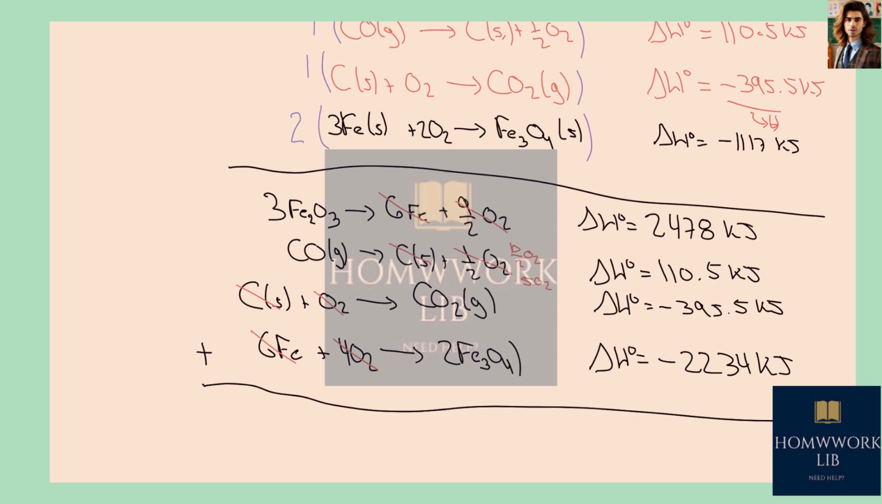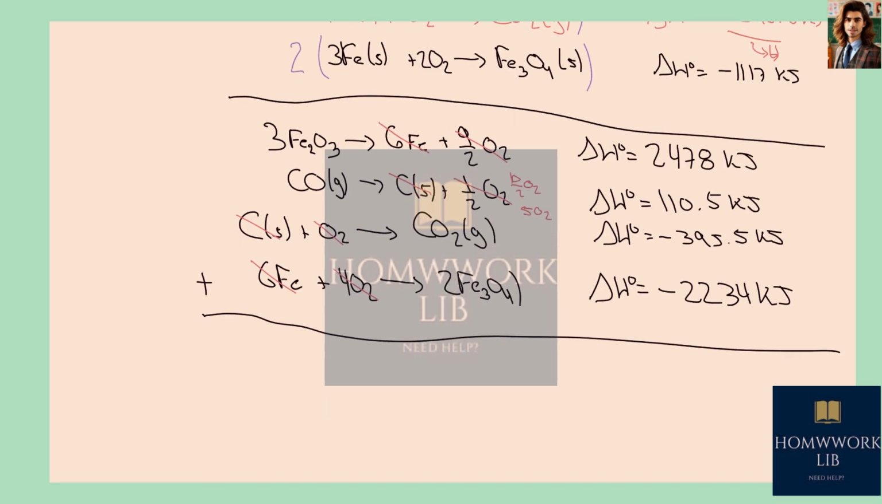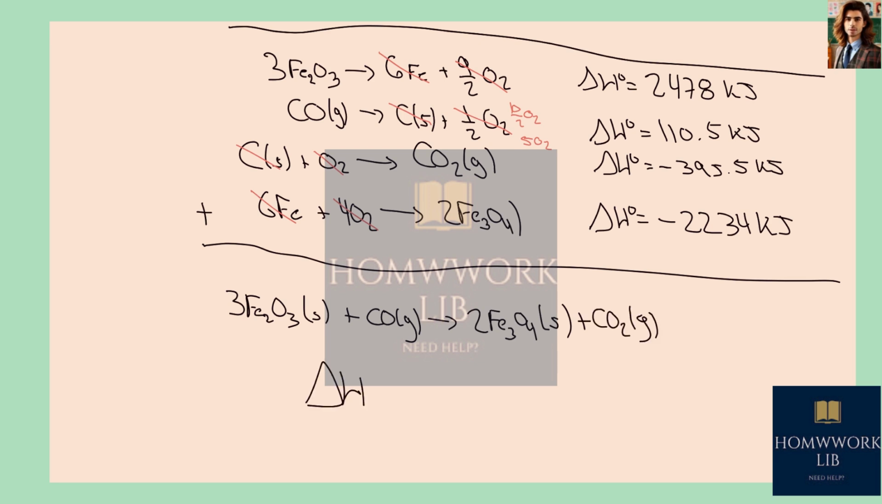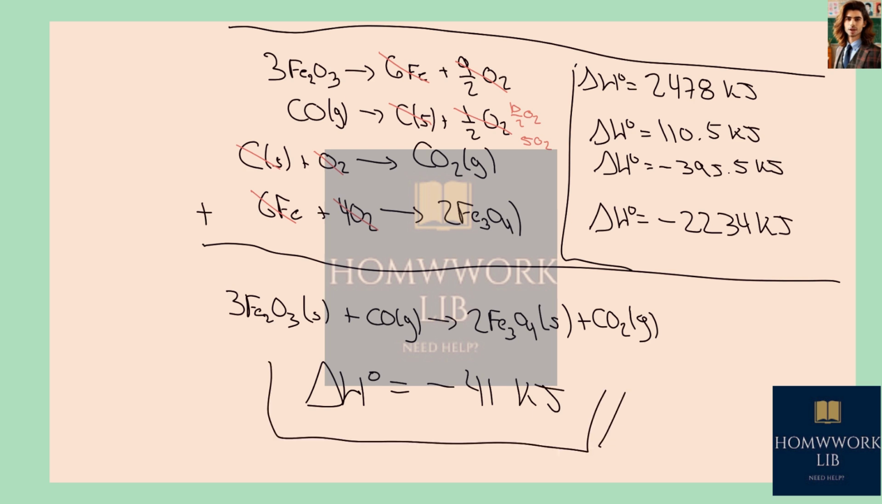We are going to get our final reaction, that is the one that we desired from the very beginning. So 3 Fe2O3 as a solid plus CO as a gas is going to produce 2 Fe3O4 as a solid plus CO2 as a gas. And the enthalpy for this reaction is simply going to be the sum of all of the numbers I have over here, which is minus 41 kilojoules for this reaction. And that would be all.